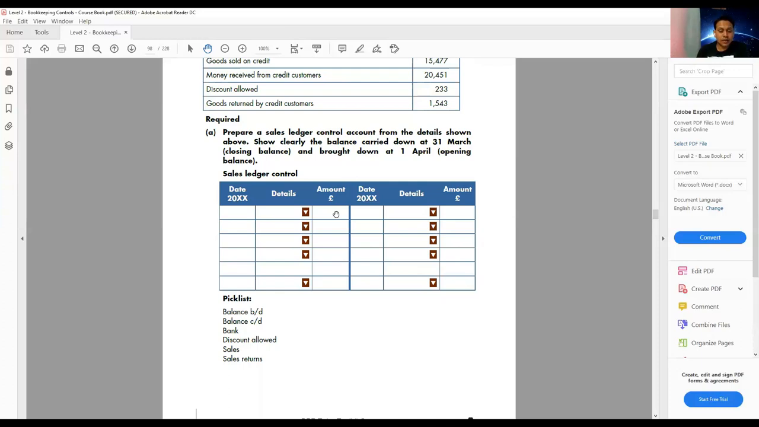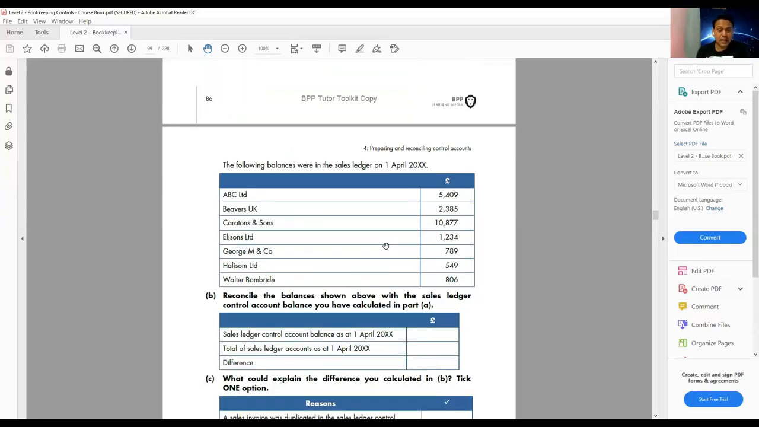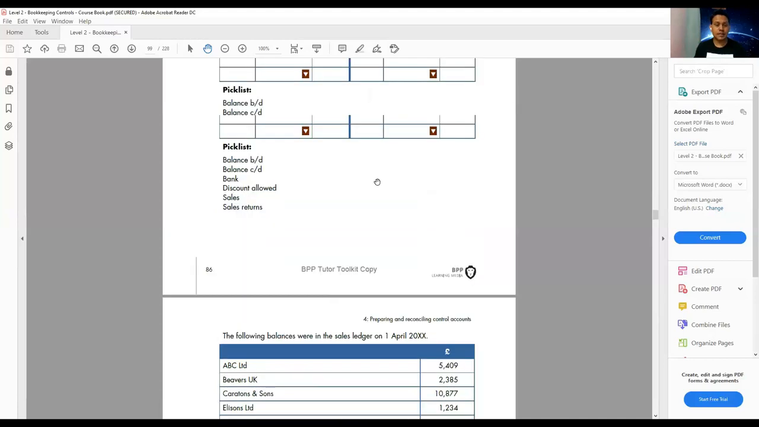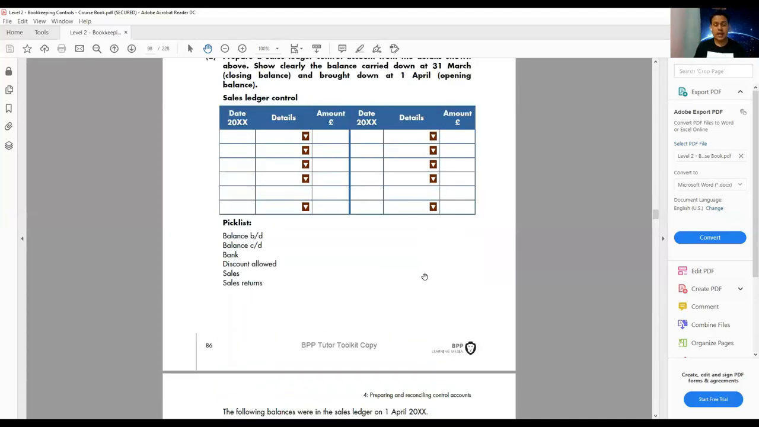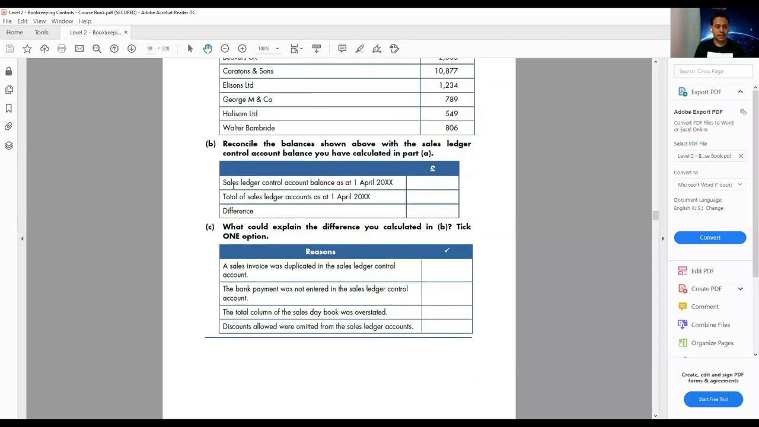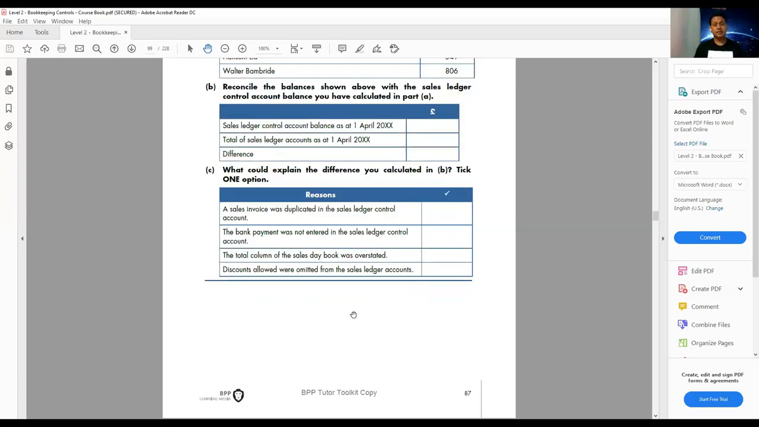Then they'll give you the individual balances of the sales ledger, and you add all the customers together and try to match with the balance you get from the sales ledger control. If it does not match, you find the difference. So here you're going to write the sales ledger control account balance, the total, and the sales ledger account total here. Whatever the difference is, you write it down here. And after that, the final bit is to try to find the reason why there's a difference.